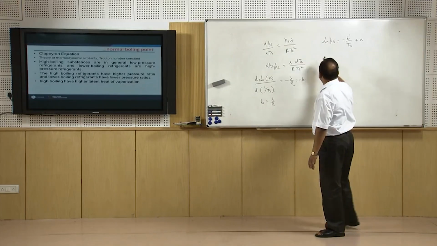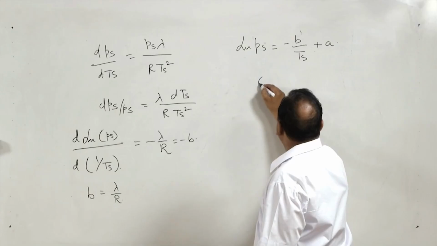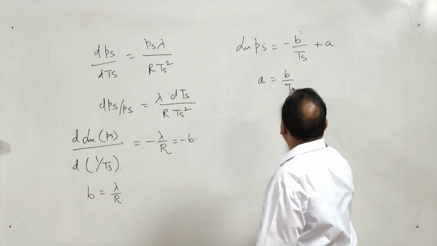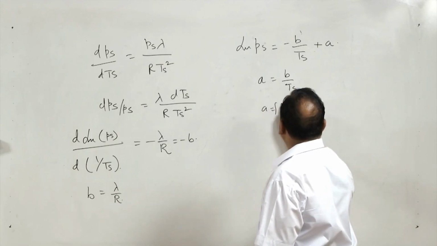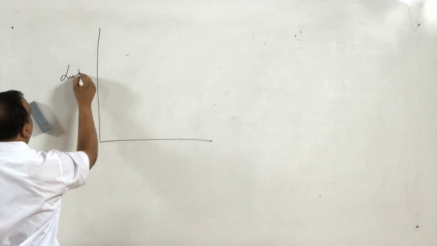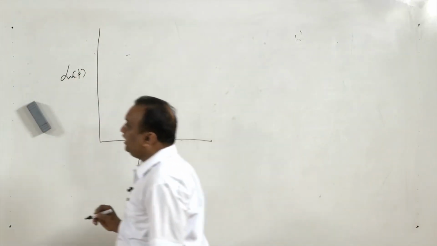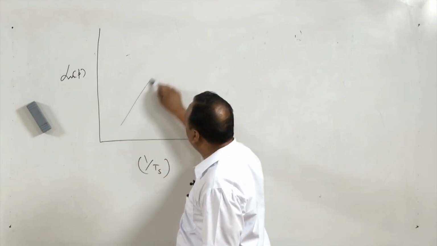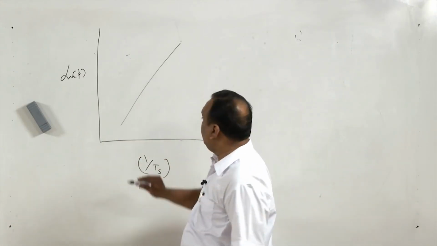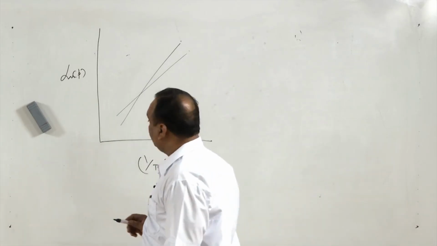At 1 atmospheric pressure, this is going to be 0, natural log of 1 is 0. So, A is equal to B by Ts. So, A is again a function of Ts. What do you mean to say here? If we draw a curve between natural log of Ps and 1 by Ts, high boiling point refrigerants will have a steeper slope. Low boiling point refrigerants will have a less steep slope.